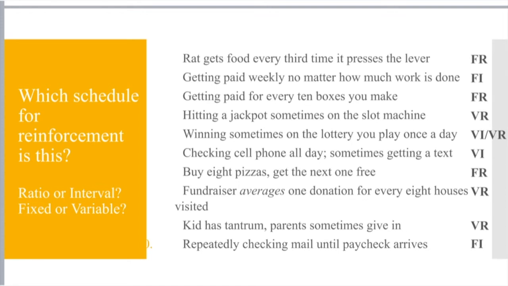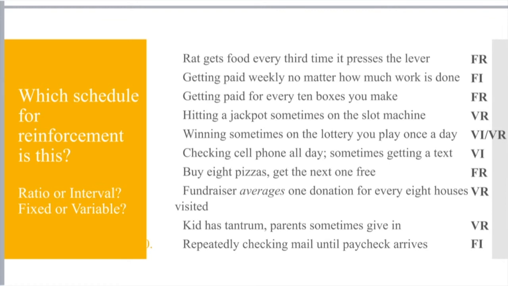Number 5, winning sometimes on the lottery you play once a day could be variable interval or variable ratio. The reason being, if you play once a day, then the ratio or the percentage of behaviors rewarded and the interval or the percentage of days rewarded are the same.